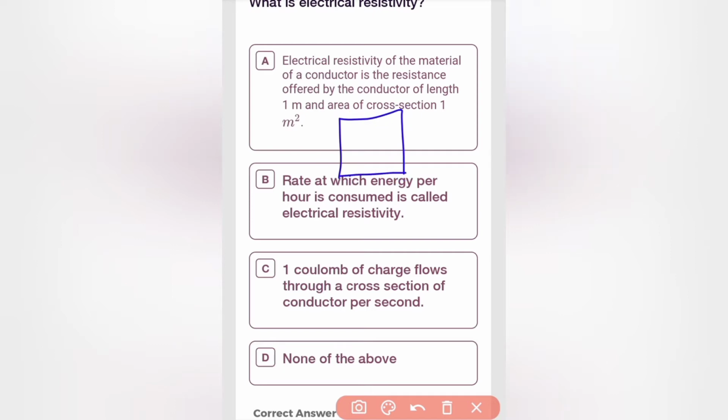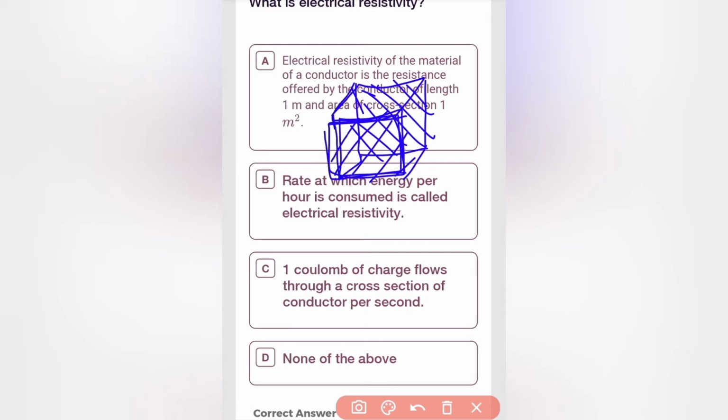So when we have a meter cube of a material, the resistance offered between the opposite edges, say for example this surface and this surface, the resistance offered between these two is said to be specific resistance or resistivity. So when the area and the length are 1, area is 1 meter square and length is 1 meter. Okay.